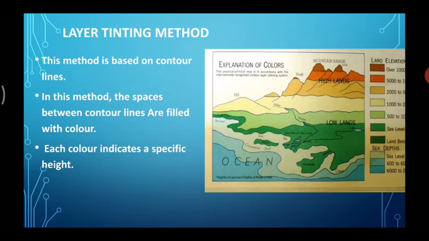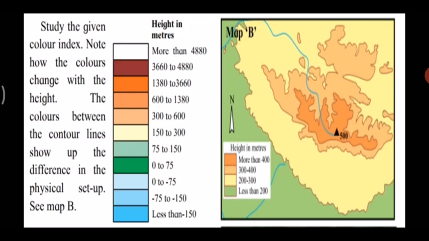So, what does contour line help us in? Filling the colors, which is with the space. In this method, the spaces between the contour lines are filled with colors. Okay, this is the layer tinting method. Let us move forward. Let's study the given color index.